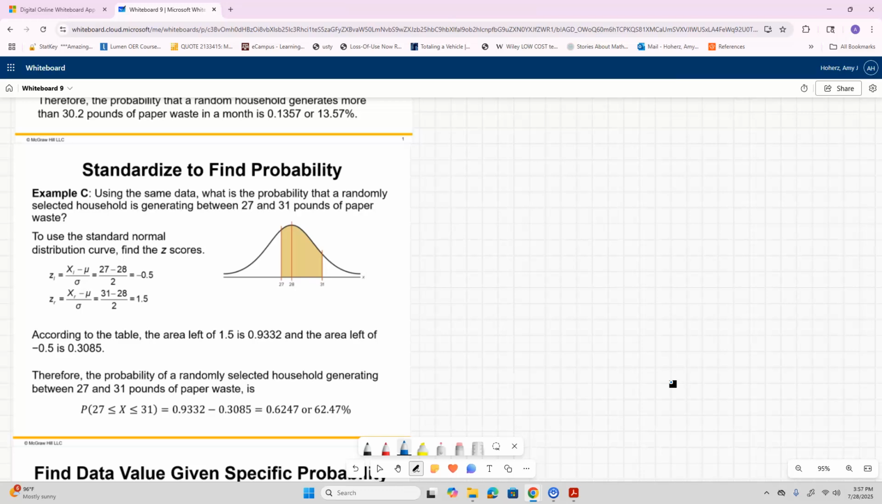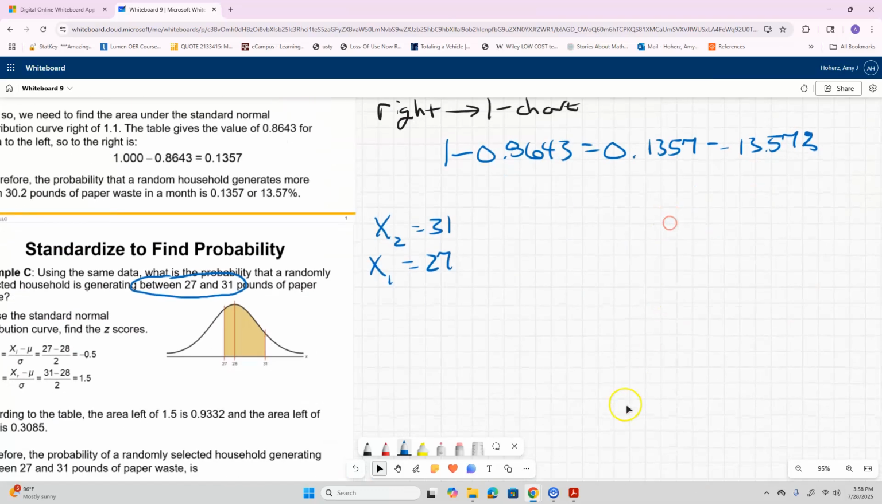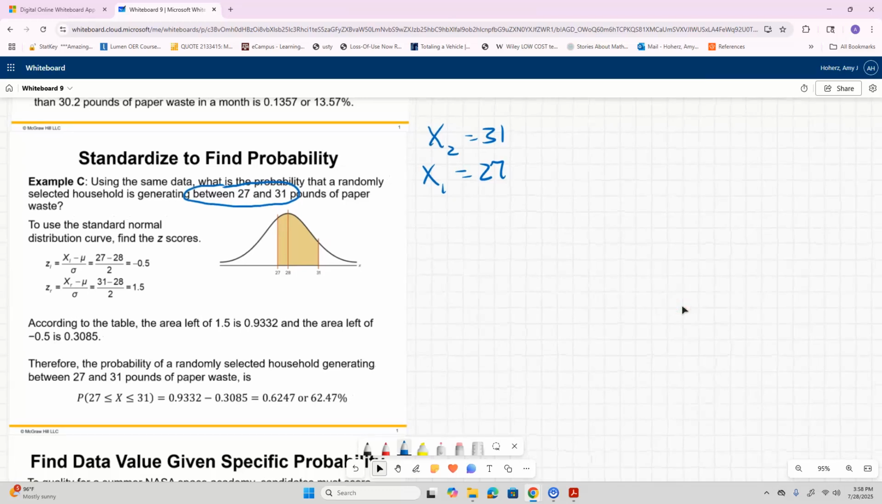So using the same data, what is the probability that a randomly selected household is generating between 27 and 31? In this case, our x2 is 31 and our x1 is 27. Because we're doing a between, we need to calculate 2 z values, find both of those on the chart, and subtract them. So this is our third type. If it's between, we go to chart 2, and we subtract chart 1. We find 2 values on the chart and we subtract them.